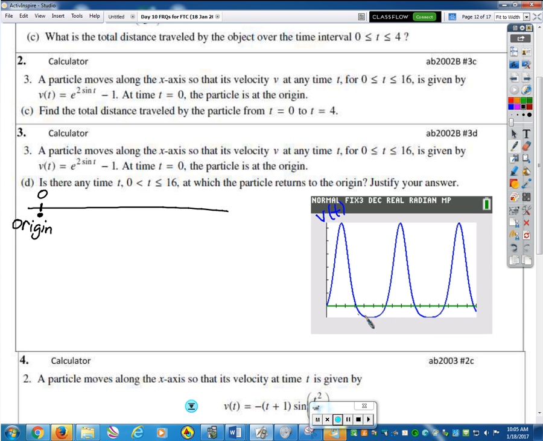Left only, because the velocity is only negative during that time. So this area would represent how much the particle moved to the left. One or two, if that makes perfect sense.